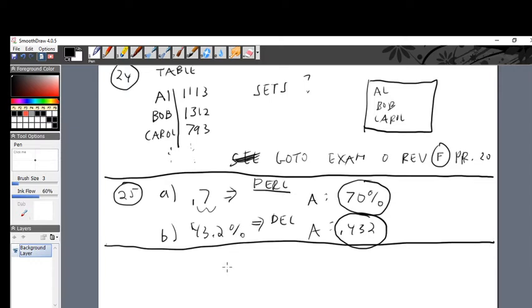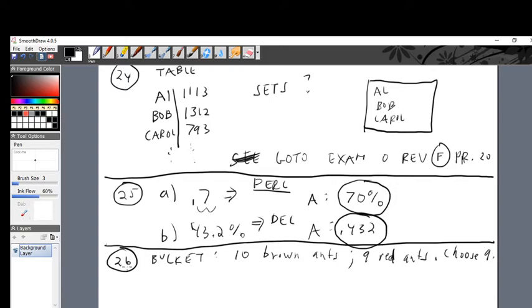How about 26? Also a pretty short question. Let's just do it together, even though we've done stuff like this before. Let's say you've got a bucket. Inside the bucket are 10 brown ants and 9 red ants. They chose that as an example. We're supposed to choose 9. That's the name of the game here. You must choose 9 of them.